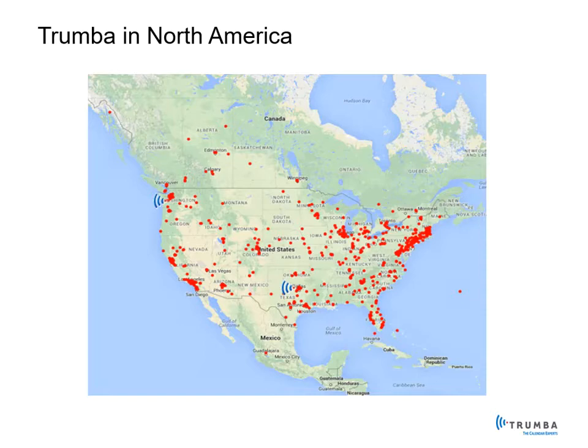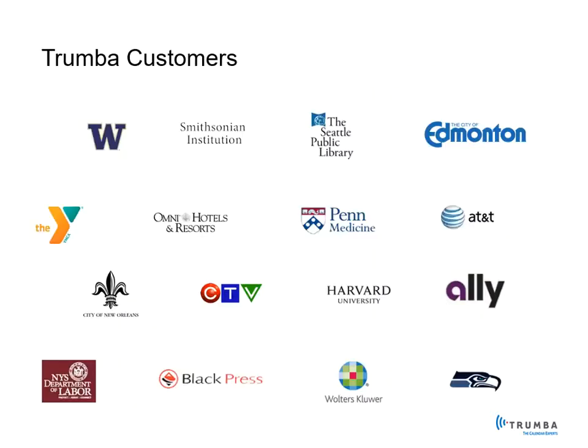Our primary offices and data center is in Seattle, plus a satellite office and disaster recovery data center in the Dallas, Texas area. Trumba has customers throughout the U.S. and around the world, including the University of Washington, Harvard University, NASA, Seattle Public Library, Emory University, Trinity College, and many others.